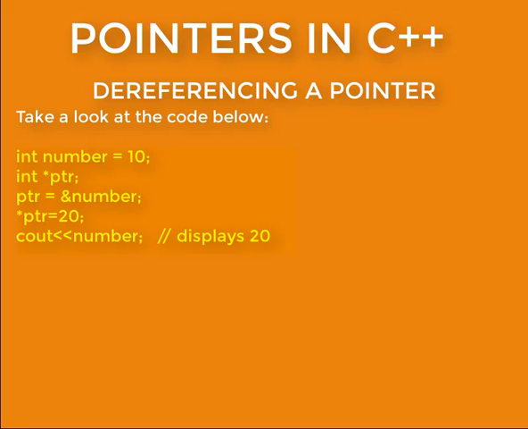So when we put the star back before the pointer name after it is in existence, we say we are dereferencing the pointer. When you dereference a pointer, you are basically using it as the variable whose address is in the pointer. So in the fourth line, we assign 20 to the pointer. Then we cout number. We try to display the value of number, and we see 20.